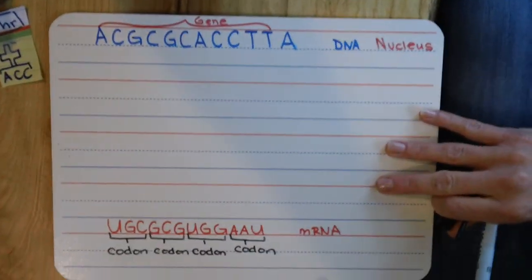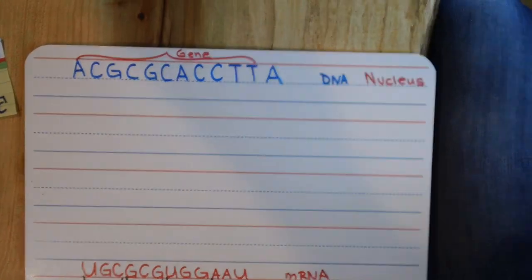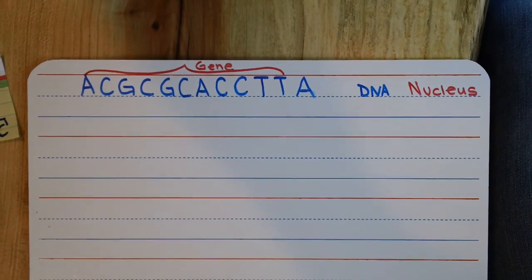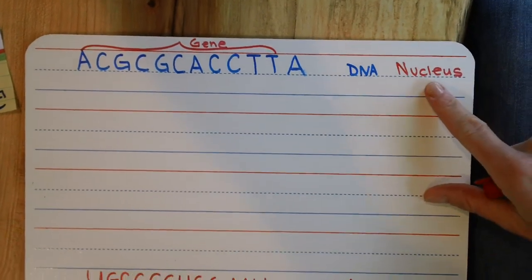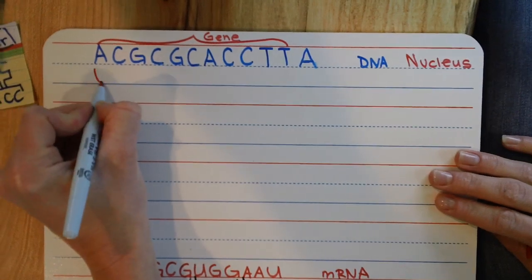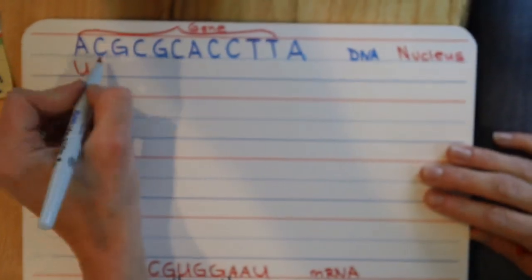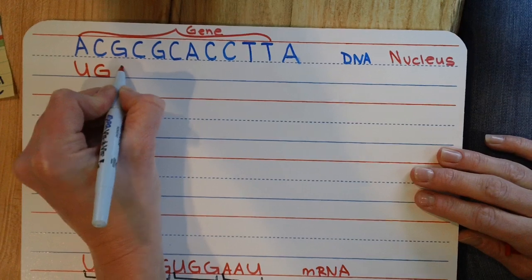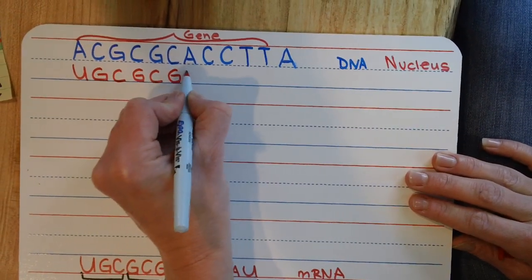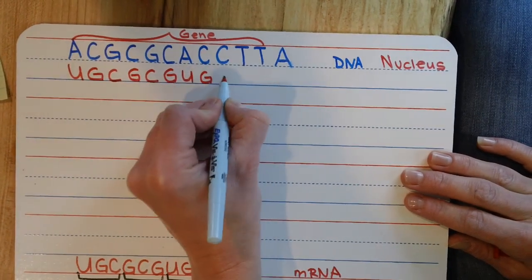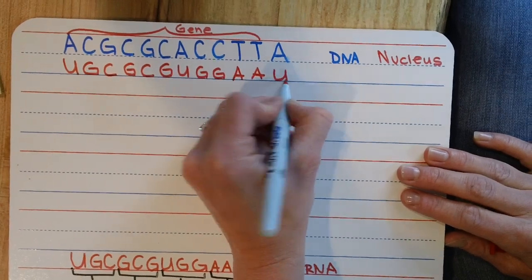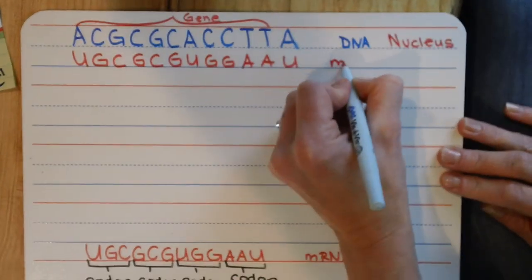So now here I have my gene again. I'm going to first transcribe this into messenger RNA. And this occurs inside the nucleus since DNA is only found inside the nucleus. A goes with U. C goes with G. C, G, C, G, U, G, G, A, U. So here I have now my messenger RNA.